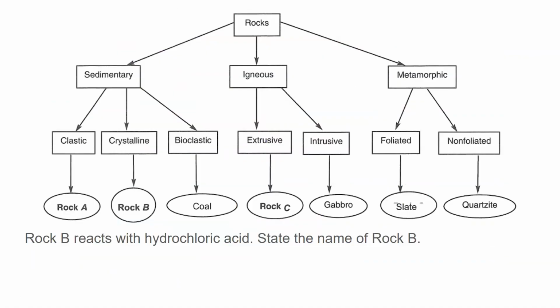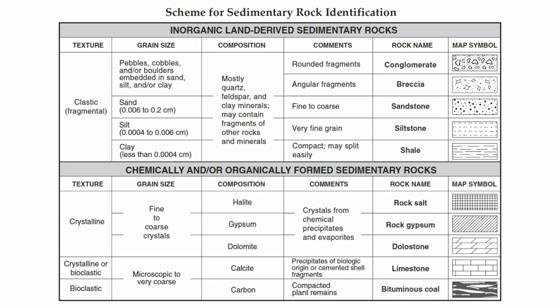Looking at the same diagram again. Again, we're looking for the name, the identity of rock B. And what we know is that it reacts with hydrochloric acid. We also know rock B is crystalline, and it's a sedimentary rock. And so this is a little bit tougher, but not an insurmountable task. So we're going to start off on the scheme for sedimentary rock identification on page 7, armed with the knowledge that this rock reacts to acid. And we also know that it's a crystalline sedimentary rock.